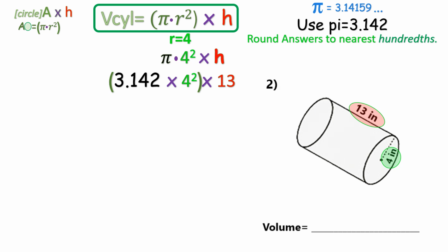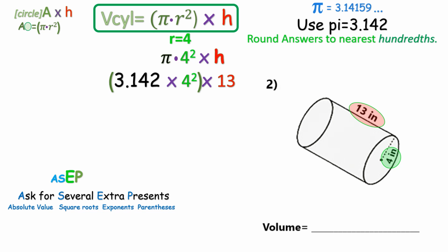So I know I want to use pi as 3.142, and I have the 4 as my radius, so that's going to be 4 squared. Put those in parentheses so that I can find the area of my circle base first. Then I multiply by the height, and in this case, that is 13. All right, so I start with my order of operations. Once again, I have parentheses and exponents together. The exponent is inside the parentheses, so that's why I have to start with the exponent first. Then I can do my other multiplication and addition and subtraction if I have it.